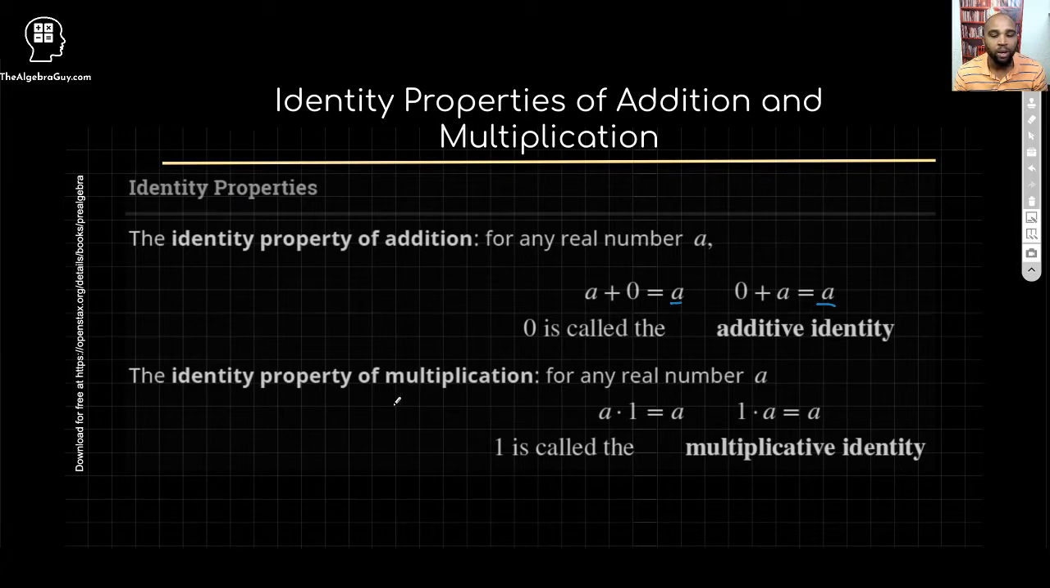What about the identity property of multiplication? What if I had 3? How do I get a 3 back after multiplying it by something? So you see here that you take that number and you multiply by 1. Well, 1 times anything is going to give you that same number. So that's called the identity property of multiplication.